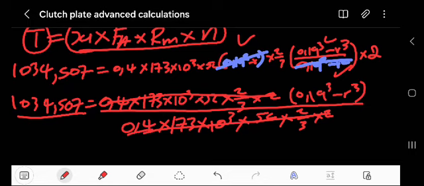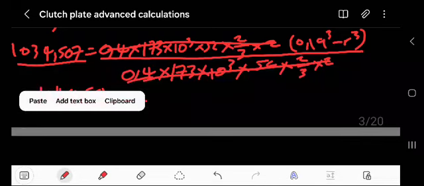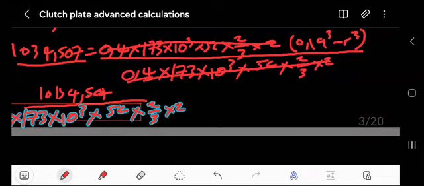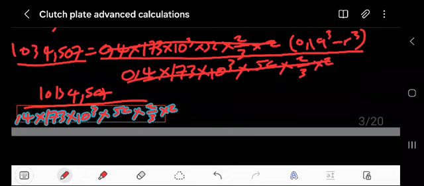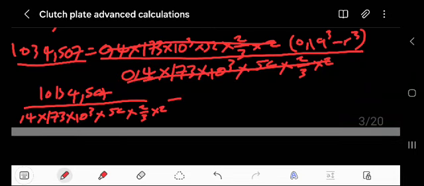Then, so we have 134,507 divided by that. Remember, you're supposed to divide both sides. This here will equal 0.19 cubed minus r cubed.